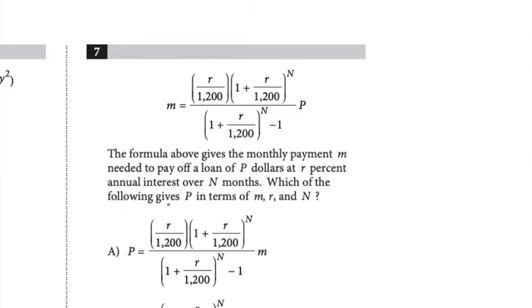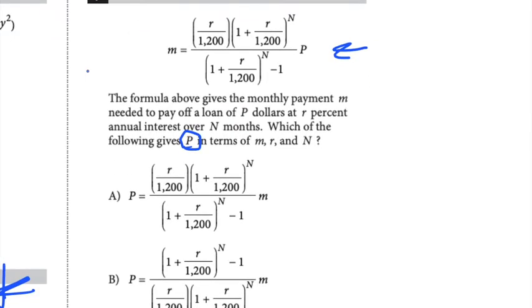Okay, question number 7. We are given this nice equation here that we all love. The formula above gives the monthly payment M needed to pay off the loan of P dollars at R% annual interest. Okay, so it is basically asking us to solve this for P. So basically we have to rearrange these and solve for P. So we know here that since this is a division, this is a numerator here, and this is a denominator, and it's all being multiplied by P.